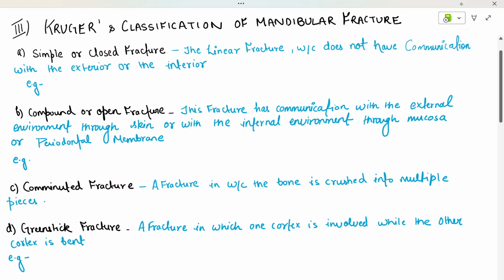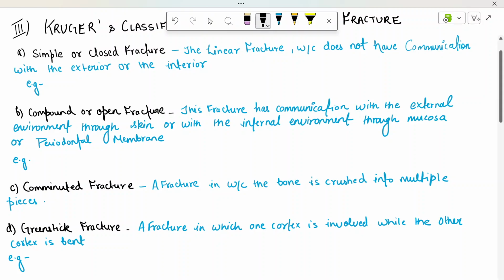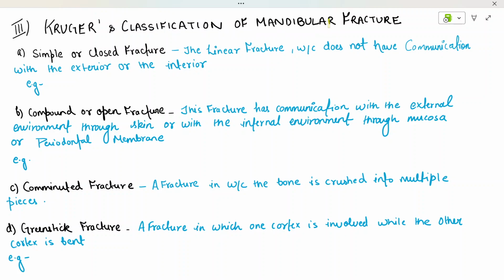So let's get started with the previous video in which we were discussing mandibular fracture classification. This is the last video on the classification of mandibular fracture. In this video, I'll be starting with Kruger's classification of mandibular fracture. What does Kruger's classification say? According to this classification, there are subheadings, and we'll be discussing each of them one by one.